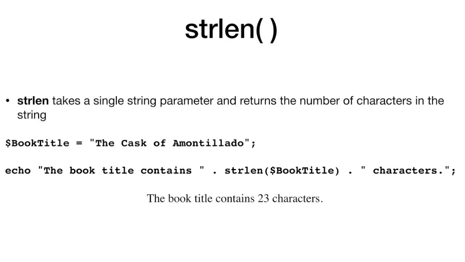So strlen takes a single string parameter and returns the number of characters in the string. So if we put The Cask of Amontillado into book title here, we can say echo the book title contains strlen variable book title and then space characters. And so this will output the book title contains 23 characters. So if for some reason we need to know the number of characters in a string, we have strlen here to do that for us.